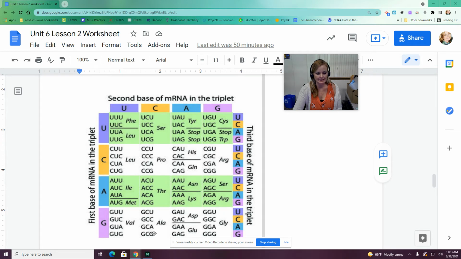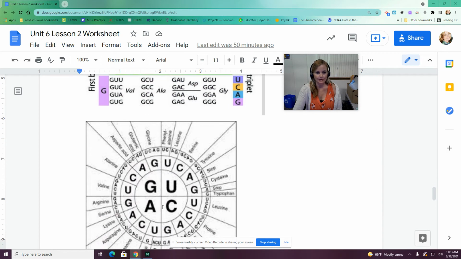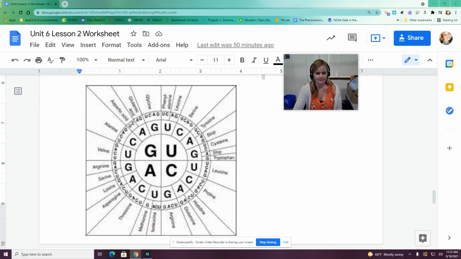And basically, in this box, every single one of these, all four of these, are coding for ALA, which is an abbreviation for alanine. So they're all coding for alanine. That's how you use that kind of boxy chart.